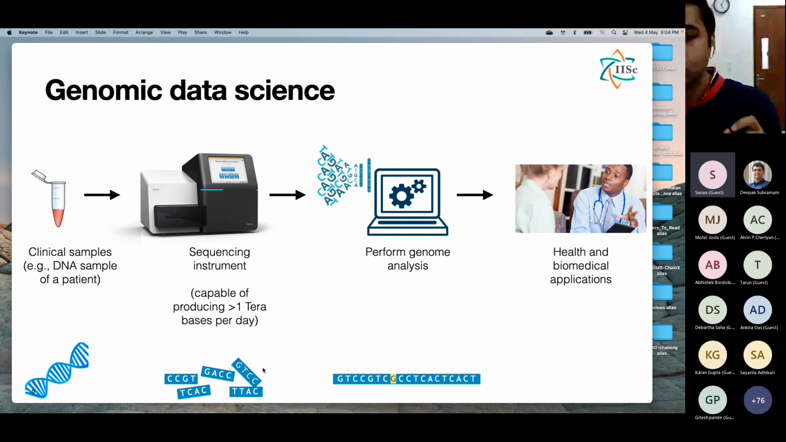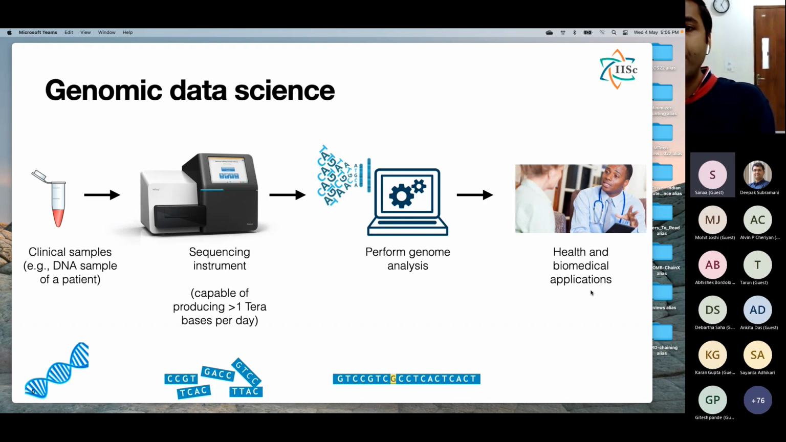Using those small fragments, one has to perform some computational analysis depending on what application needs to be addressed. That application will be used for various health and biomedical applications. For example, if it's a patient, they may want to understand what mutations are there in the patient and what diseases they are more likely to develop, or what the underlying causes are of a disease that they may already be suffering from.